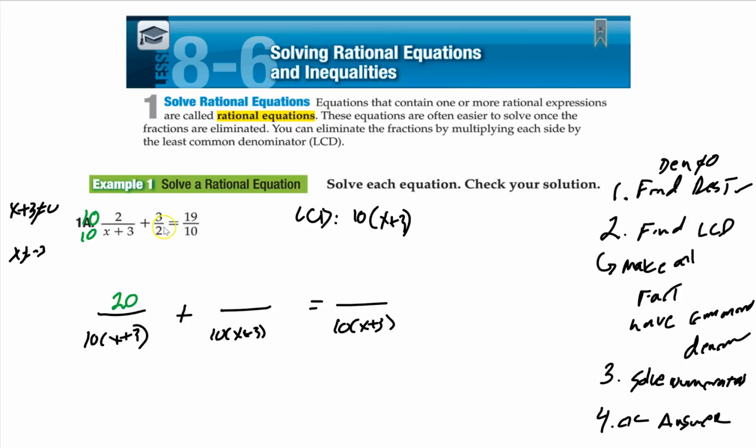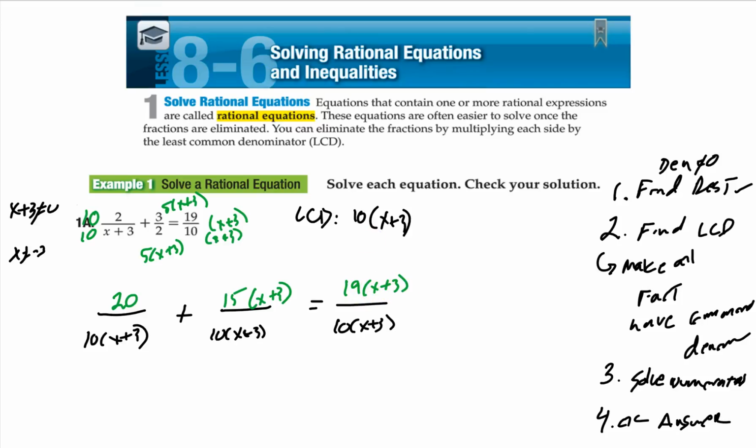This one's probably missing the most. All you have is 3. You need to get to 10 times x plus 3. So you're missing a 5 and an x plus 3. So multiply everything by 5 times x plus 3. And you're going to get 15, 3 times 5 is 15, times x plus 3. I'll simplify that more later. And then finally over here, all you have is the 10. You're missing the x plus 3. So multiply by x plus 3. So this will be 19 times x plus 3.